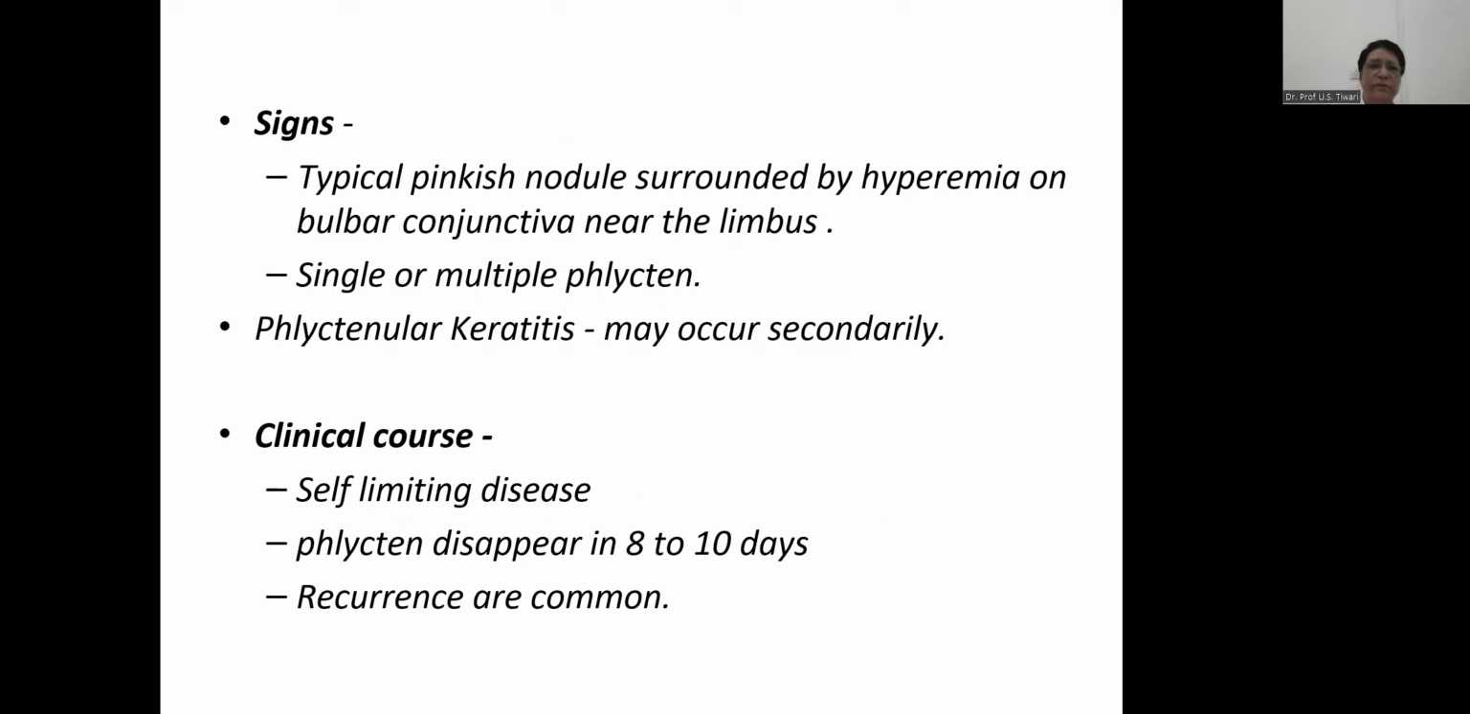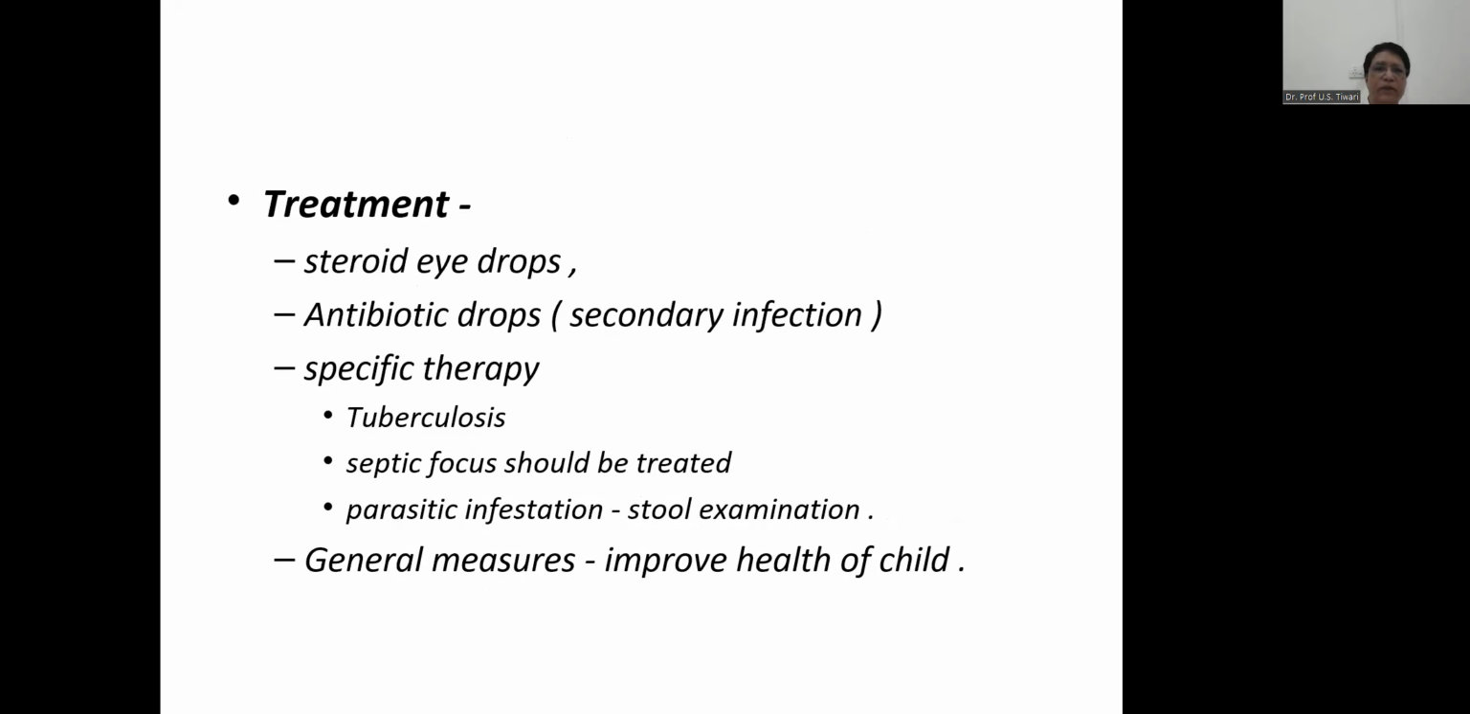Signs: there is a typical pinkish nodule surrounded by hyperemia on the bulbar conjunctiva near the limbus. That is the usual presentation. It may be single or multiple phlyctens. Phlyctenular keratitis can also occur secondary to the lesion in the conjunctiva. As far as the clinical course, the disease is self-limiting. The phlycten disappears in 8 to 10 days, but recurrence is not uncommon.